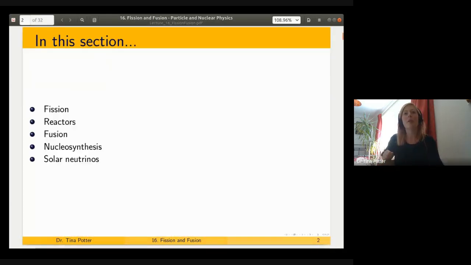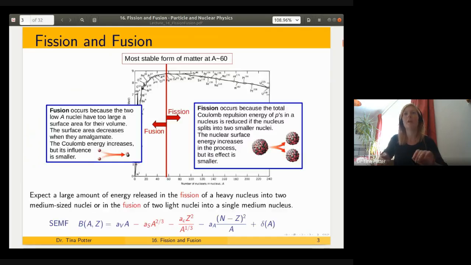Right, so we'll be looking at fission and how this is handled in nuclear reactors. We'll be looking at fusion as well, in particular linking this to nucleosynthesis, so how hydrogen, helium and lithium, etc. were made in the early universe, and also linking this to the solar neutrino problem. So let's have a look at fission and fusion.